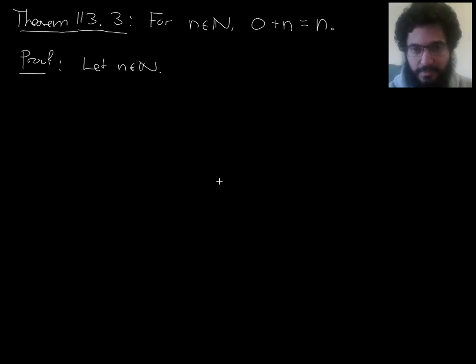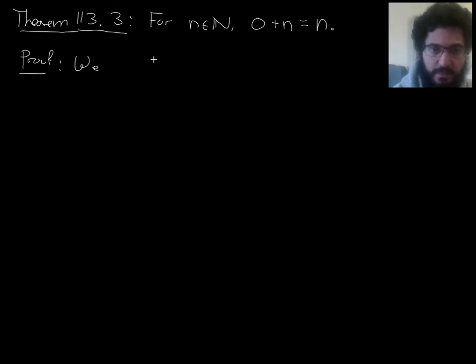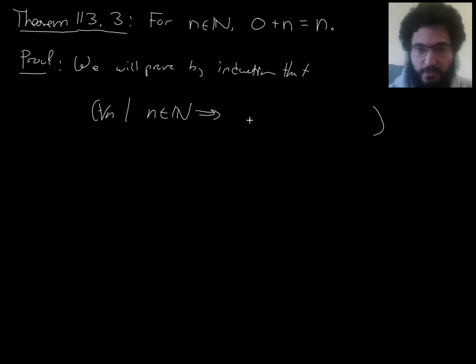Okay, so we're going to do this by induction, and actually, since we're doing it by induction, I've already made a mistake here. I shouldn't fix n and then just go ahead and try to prove this. I should do induction on the variable n instead. So we will prove by induction that for all n, if n is a natural number, then, and here's my format for things to prove by induction, 0 plus n equals n.